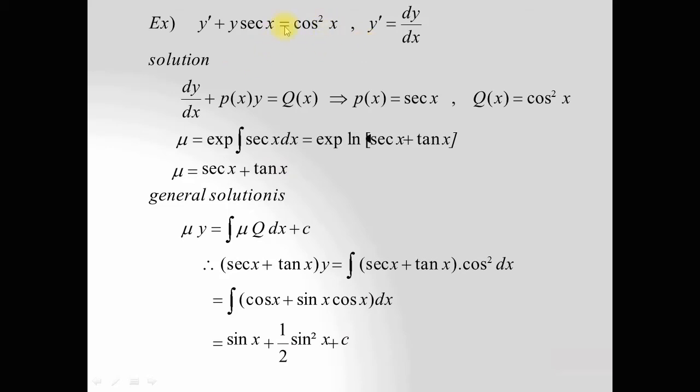So dear students, first of all, compare the given differential equation to the general form of linear differential equation. You can easily find out that the given differential equation is a linear differential equation.